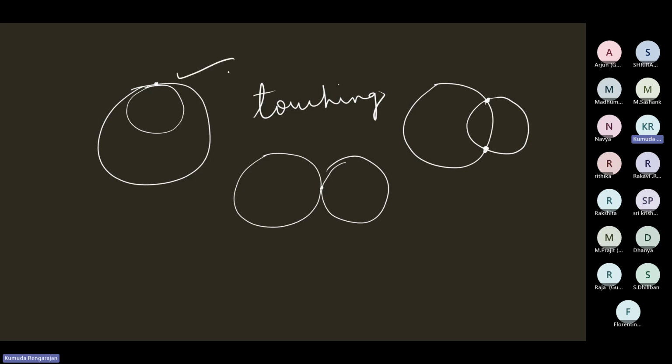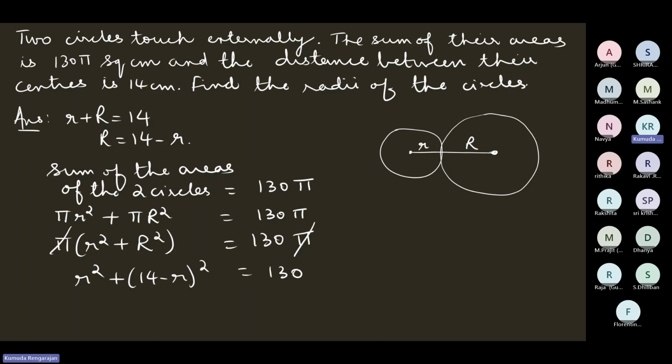All right, so these are touching circles. Here the two circles touch each other internally. Here the two circles touch each other externally. Touching circles have only one point in common. These represent intersecting circles, which have 2 points in common. So this question talks about touching circles, not intersecting circles. Two circles touch externally, so not this case. Internally is this one.